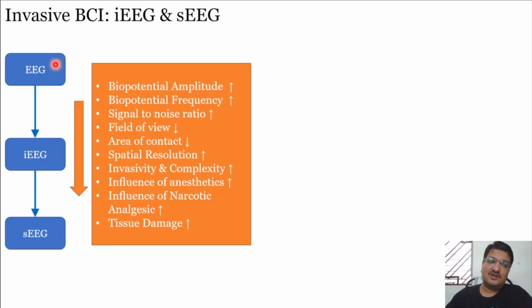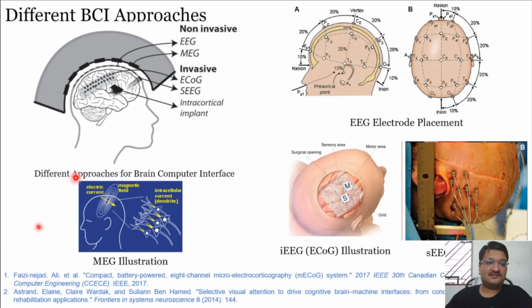So consider this is your EEG. This is the evolution, right? From EEG to intracranial EEG to SEEG. It's very clear now that EEG will be recorded from the scalp, ECoG will be somewhere near your cortex, and SEEG would be deep inside your brain. So now let's see how it differs.